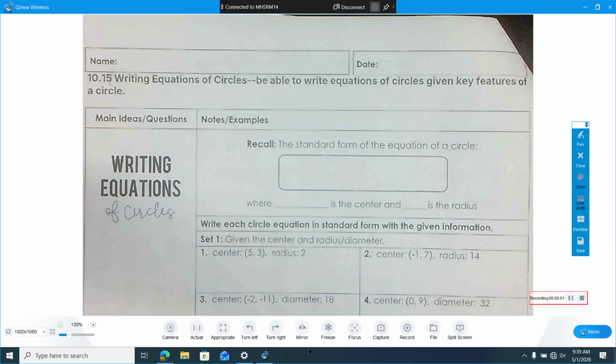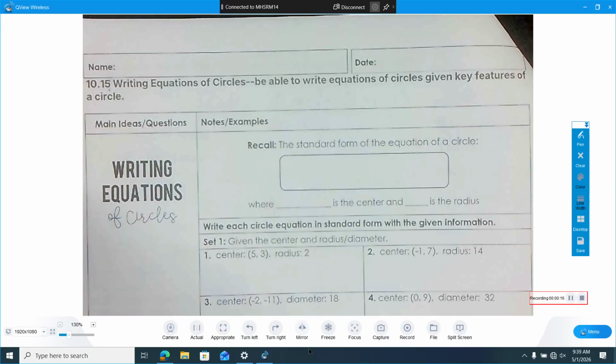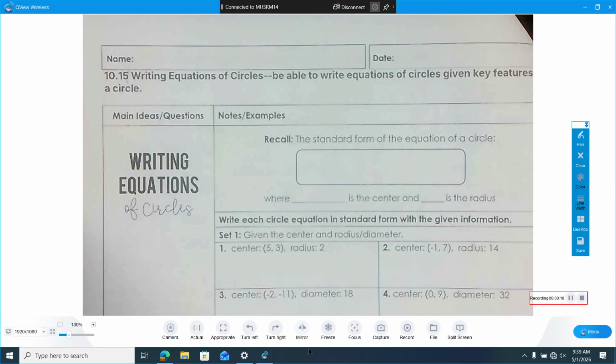Okay, if you notice, this is the last page of notes. And so we are almost done here with this unit. You guys have a test next week. Here we go. We are writing equations of circles, which you've already done a little bit of.